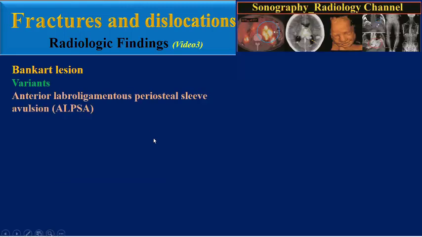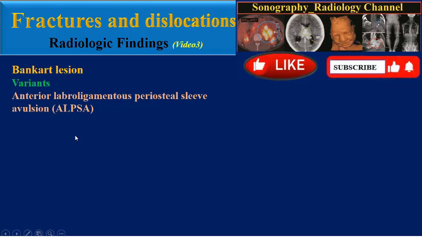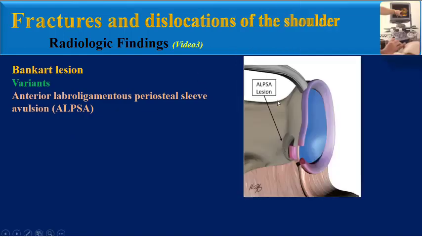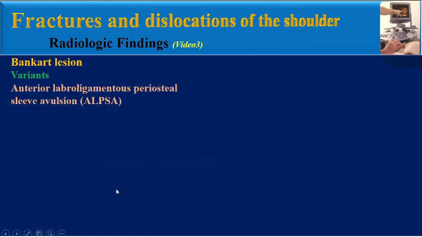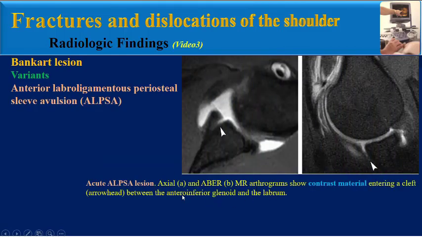Another variant is anterior labral ligamentous periosteal sleeve avulsion or ALPSA lesion. In ALPSA lesion, we can see periosteal stripping with medialization of the labral fragment into the periosteal sleeve. The anterior labrum is absent on the glenoid ring, but mobilized labrum remains attached to the glenoid periosteum. This is an example of acute ALPSA lesion.